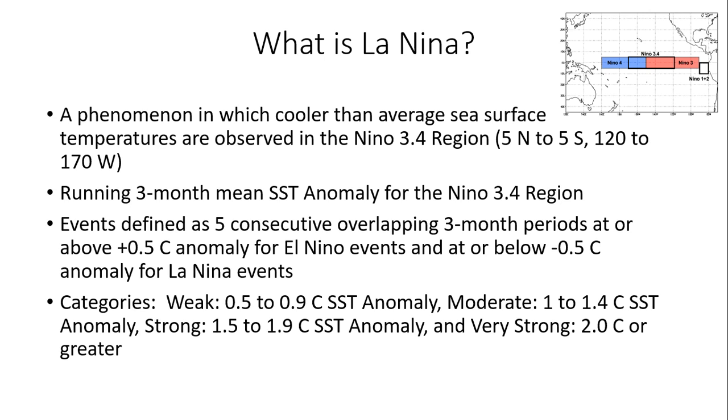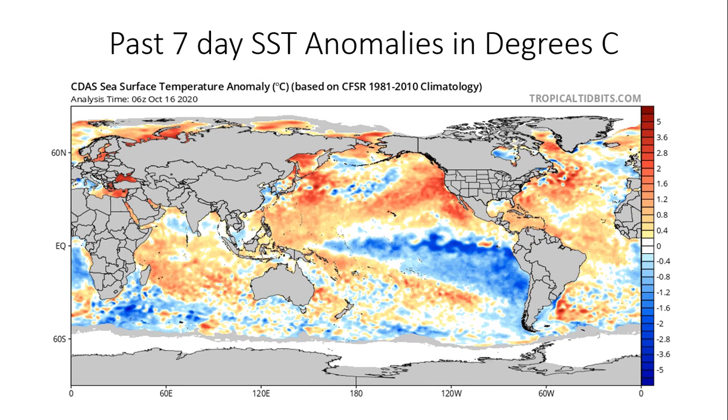So NOAA, the Climate Prediction Center, looks specifically at this particular area of the globe and the water temperatures and determines whether those water temperatures are warmer than normal or colder than normal. If they're warmer than normal, we have an El Nino. If they're colder than normal, at 0.5 degrees Celsius or cooler below normal, then you have a La Nina.